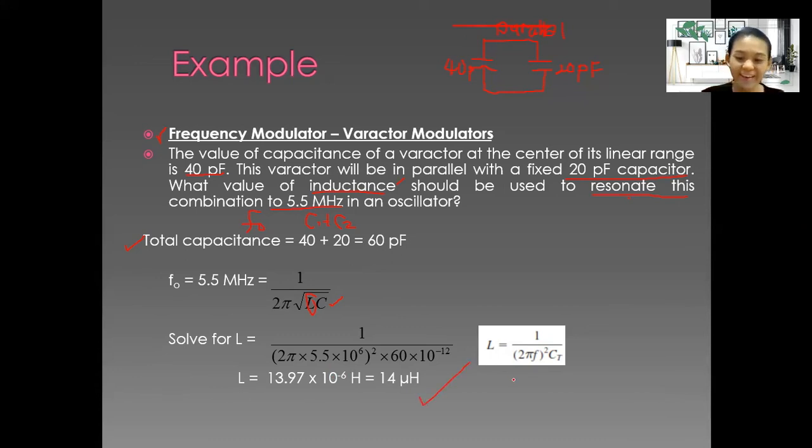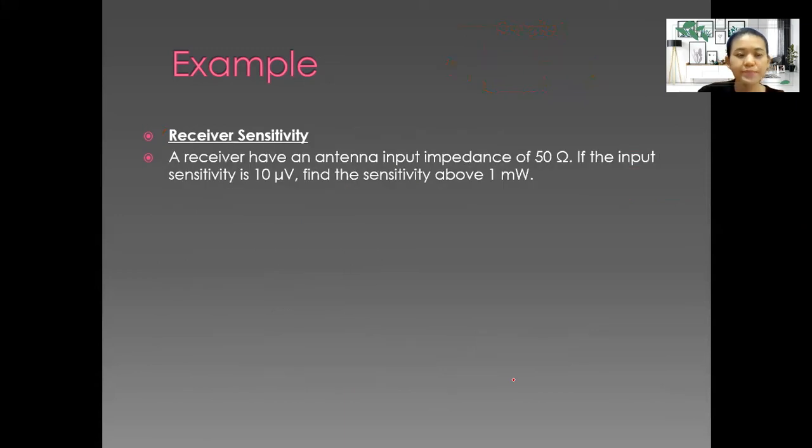Then we go to the next question: receiver sensitivity. To find the receiver sensitivity, from the question we have the receiver and an antenna. The input impedance Zi, or Ri, is 50 ohms. The input sensitivity is 10 microvolts, and we need to find the sensitivity relative to 1 milliwatt.